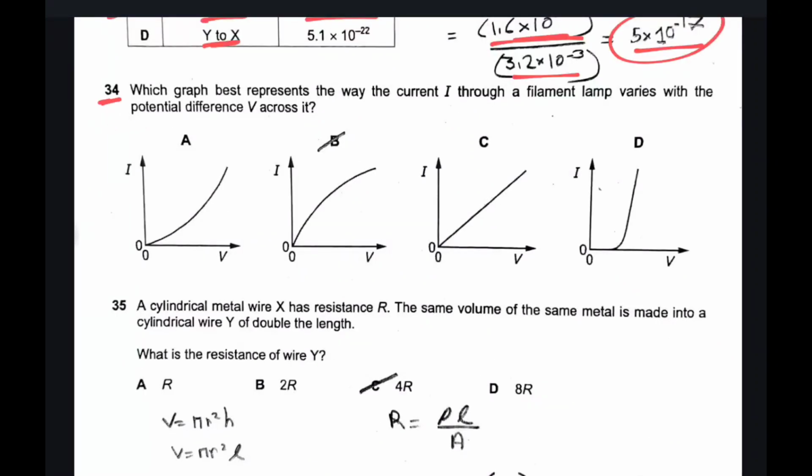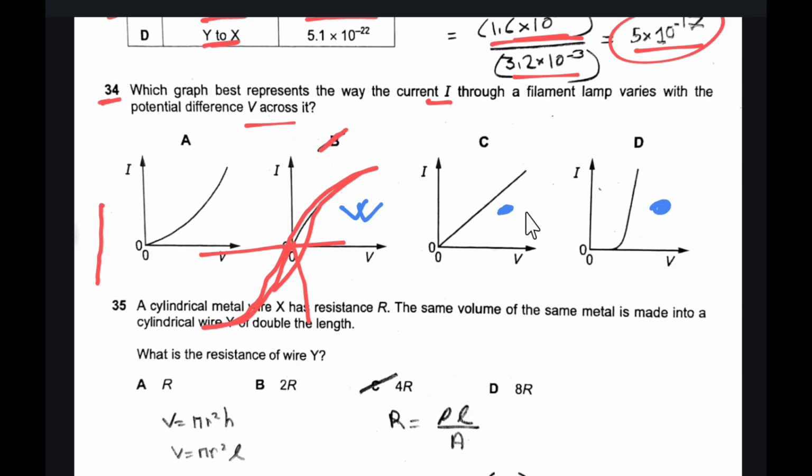Number 34. Which curve best represents the current through a filament lamp that varies with potential difference? So for a filament lamp, if we draw the IV graph, then option B would be correct, that if we extend this graph, the graph would pass in such a way that it would have this shape. So this is basically the graph of a filament lamp. Then this is the graph of a semiconductor diode, and this is the graph for a uniform resistance wire. So the graph for a filament lamp would look something like this. So option B is correct.